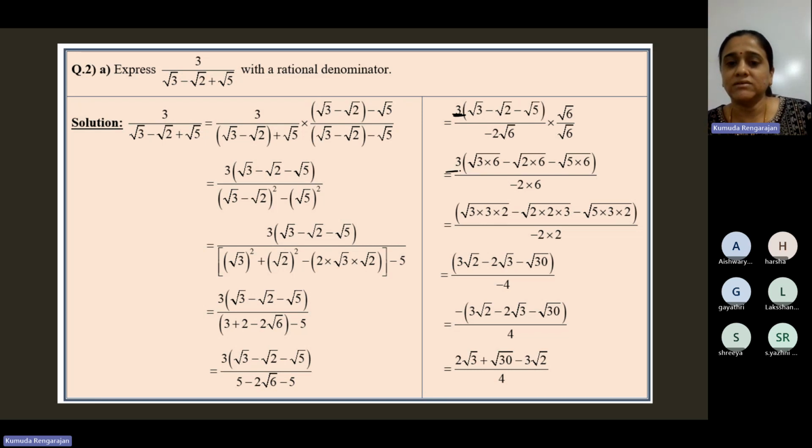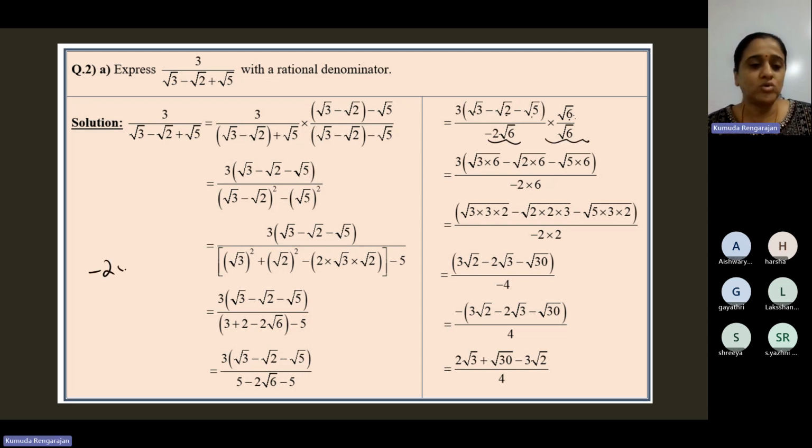Okay. So this 3, can you see the 3 here? Yeah. Now multiply this root 6. Root 3 into root 6 will be root of 3 into 6. We need to multiply this root 6 with these numbers in the numerator. So how do you do that? Root 3 into root 6 is root of 3 into 6. Root 2 into root 6, root of 2 into 6. Root 5 into root 6, root of 5 into 6. Divided by, multiply this and this.